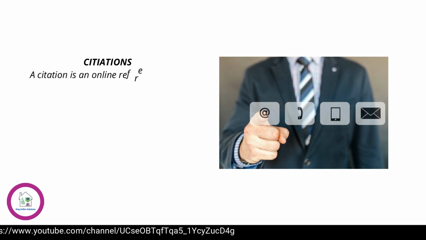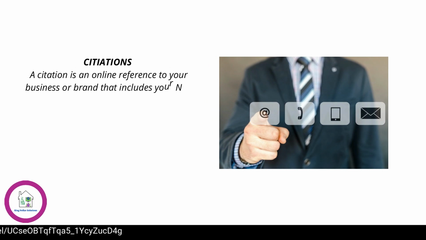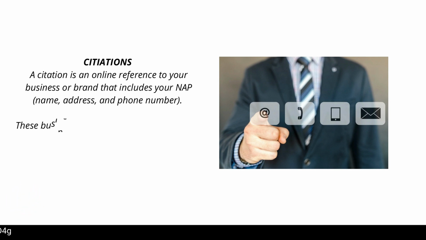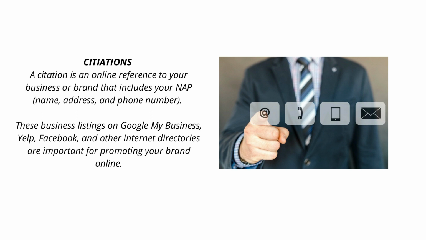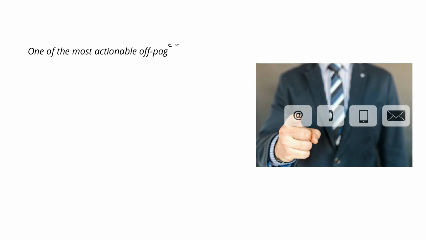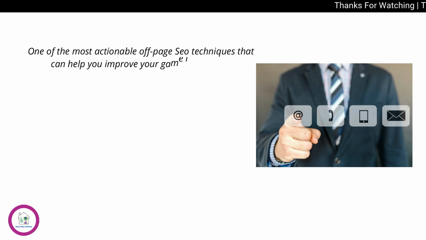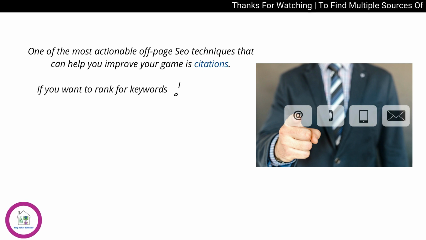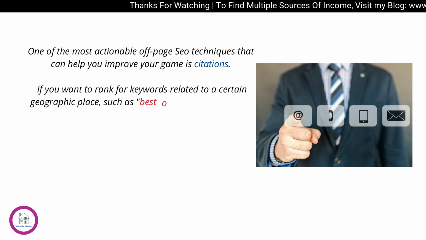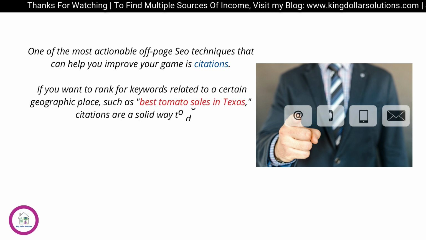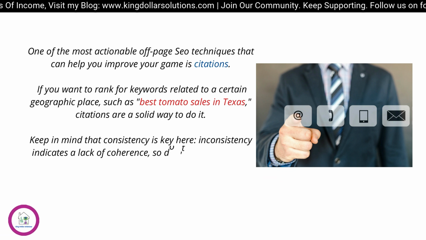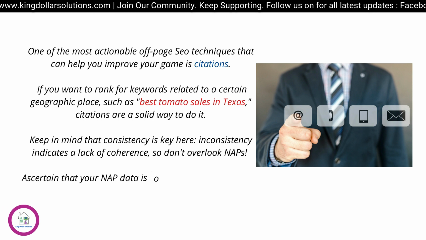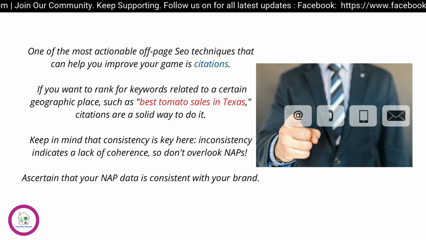Citations. A citation is an online reference to your business or brand that includes your NAP, that is name, address, and phone number. These business listings on Google My Business, Yelp, Facebook, and other internet directories are important for promoting your brand online. One of the most actionable off-page SEO techniques that can help you improve your game is citations. If you want to rank for keywords related to a certain geographic place, such as best tomato sales in Texas, citations are a solid way to do it. Keep in mind that consistency is key here. Inconsistency indicates a lack of coherence, so don't overlook NAPs. Ascertain that your NAP data is consistent with your brand.